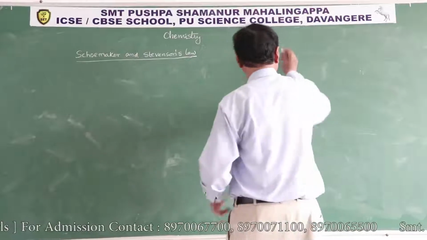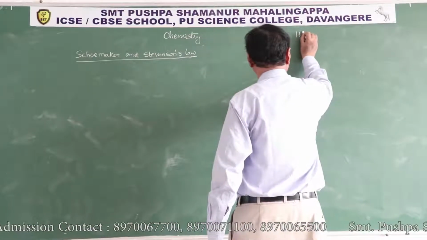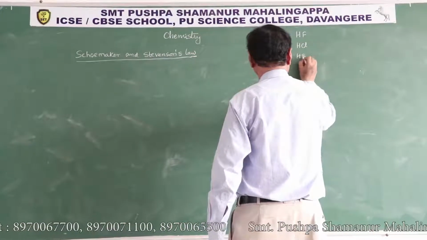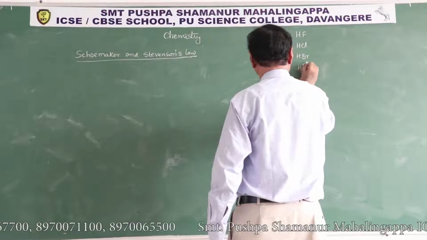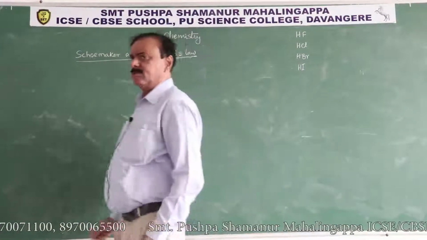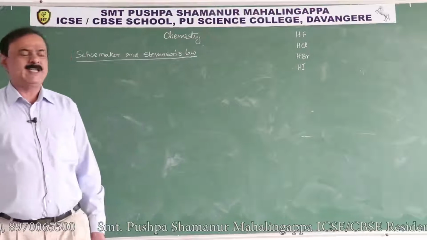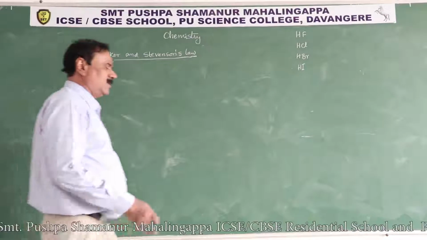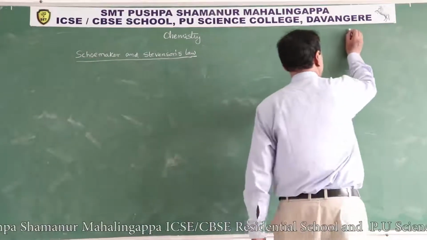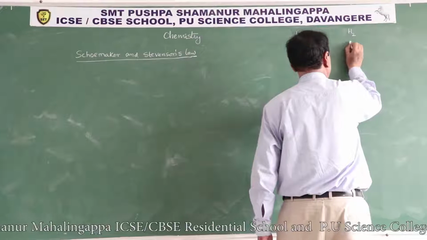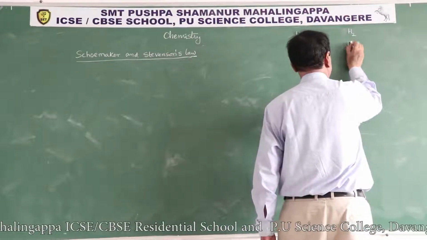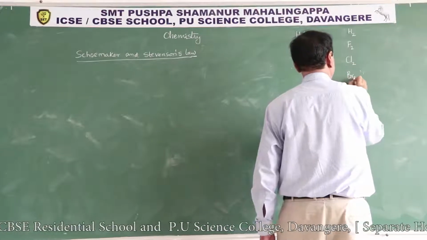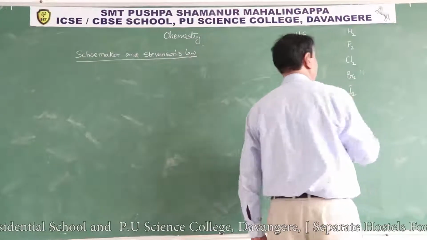Now, suppose HF, HCl, HBr or HI is given. Diatomic molecules are of two types, homodiatomic molecules and heterodiatomic molecules. Homodiatomic molecules: H2 is a homodiatomic molecule, F2 is a homodiatomic molecule, Cl2 is a homodiatomic molecule, Br2 is a homodiatomic molecule, I2 is a homodiatomic molecule.